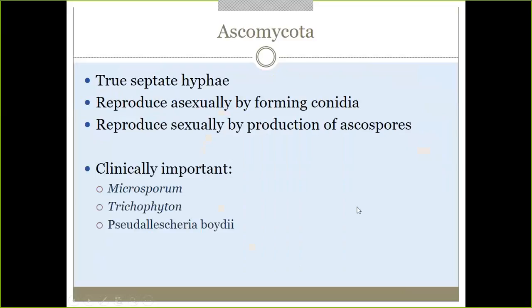All right, our next category is ascomycetes. The important fungi that occur in this category are Microsporum, Trichophyton, and, oh, this is a beautiful word, Pseudallescheria boydii. Oh my goodness. You get the idea. Again, these do have septate hyphae, because the rest of the categories will have septate hyphae. They reproduce asexually by conidia, and sexually by something we call ascospores, thus the name for the category, ascomycetes.